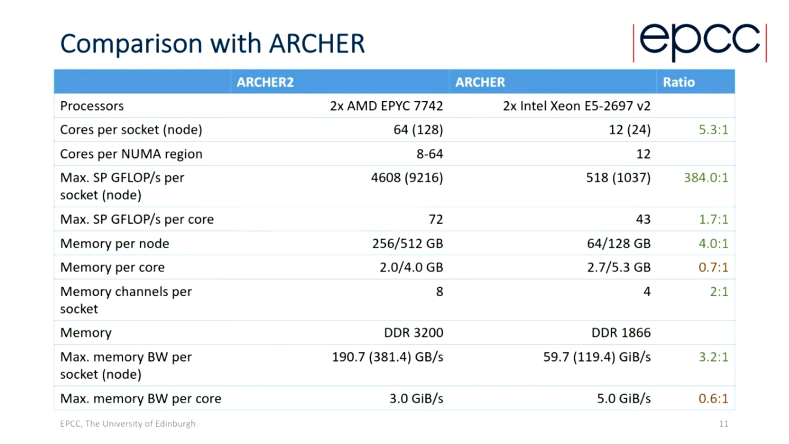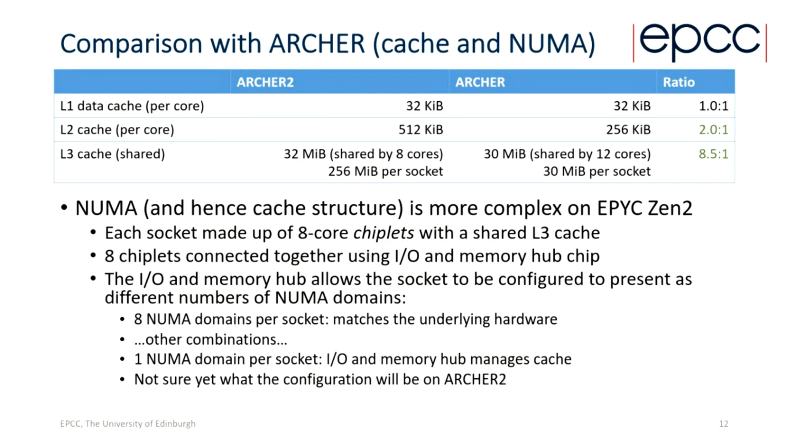Okay, so the next slide continues the comparison a little bit more, looking a bit more at the cache and the NUMA regions. The caches are not hugely interesting. Mostly, the caches are larger, or the L3 cache, the shared cache, is larger because you've got more cores per node, essentially, and because you've got more floating point performance per core. So you need larger caches to be able to support that. So that just flows naturally from the increased floating point performance.